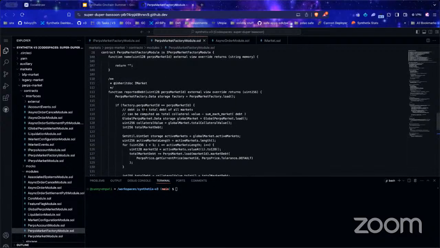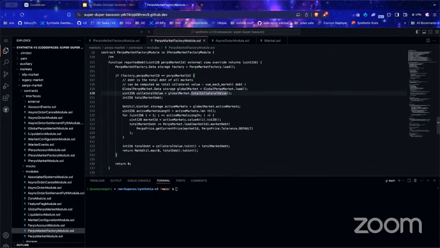So in the case of the Perps Market Factory, the reported debt is essentially all of the unrealized losses or gains that traders have. It's actually gains. If all the traders were to close their positions right now, the LPs would be on the hook for any gains that they may have incurred. So this makes sure that the debt is reported up through the core system, so the LPs are aware of it.